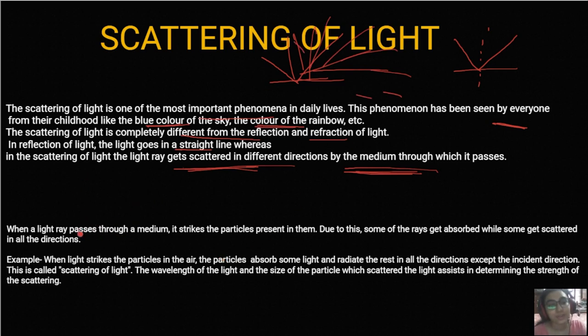When a light ray passes through a medium, it strikes the particles present in the medium. Due to this, some of the rays get absorbed while some get scattered in all directions. Okay, what is the example now? When light strikes the particles in air, the particles absorb some light and radiate the rest in all directions except the incident direction. This is called scattering of light. The wavelength of the light and the size of the particle which scattered the light assist in determining the strength of the scattering. So basically this point is very important for scattering to take place.